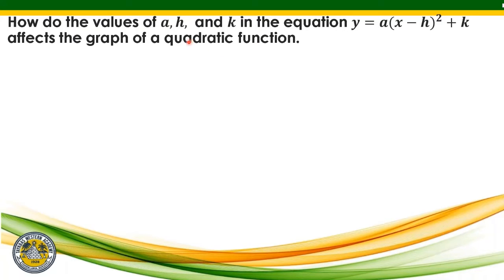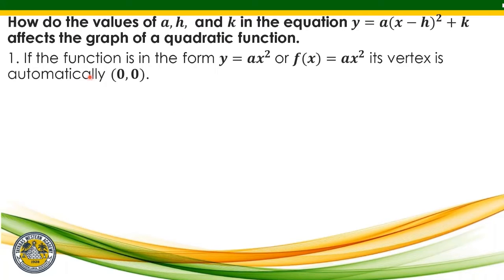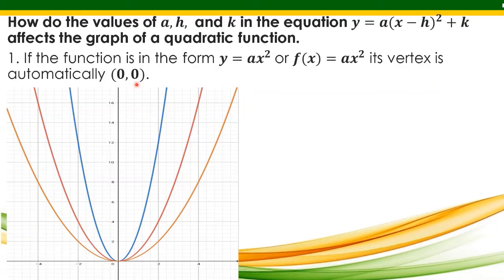affect the graphs of the quadratic function. So, paano nakaka-apekto yung mga values nitong mga nabanggit na ito dun sa ating graph ng quadratic function? So number one, if the function is in the form, so kapag ang nakita natin form ng ating function ay katulad nito, y is equal to ax squared or f of x is equal to ax squared, wherein, kung mapapansin niyo walang value ng h at k, okay? So the vertex is automatically 0 and 0. So ano yung magiging itsura ng graph ninyo? Ganito. So, yung vertex niya ay nasa 0 lahat kasi ganito yung itsura ng kanyang function.